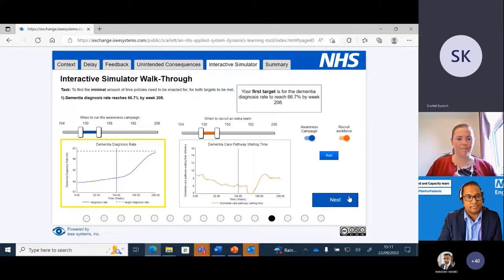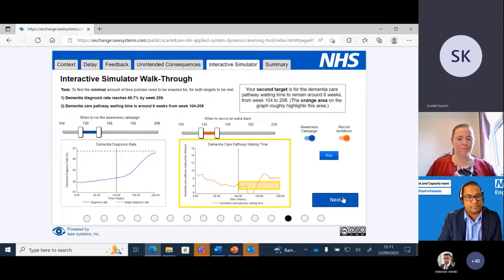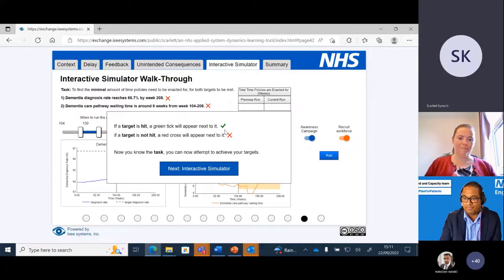Your first target is for the dementia diagnosis rate to reach 66.7% by week 208. The second target is for the dementia care pathway waiting time to remain around 6 weeks from week 104 to 208. There's an orange area on the graph to roughly highlight this area. If you hit a target, a green tick will appear next to it, and if a target is not hit, a red cross will appear next to it. You can see here there are 2 red crosses, meaning that both of the targets haven't been hit at the moment. So now you know the task, you can attempt to achieve your targets.